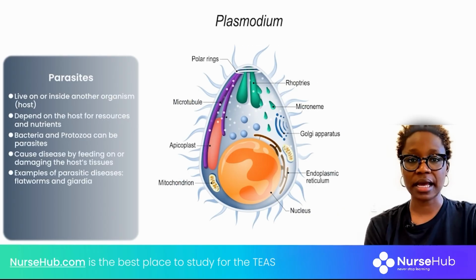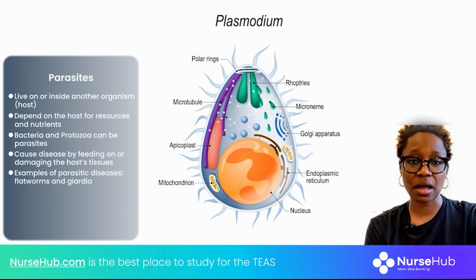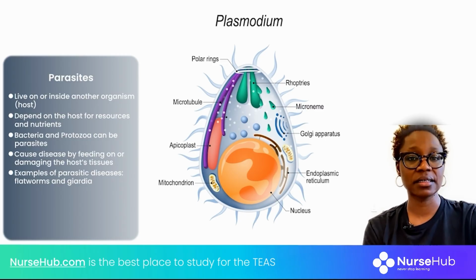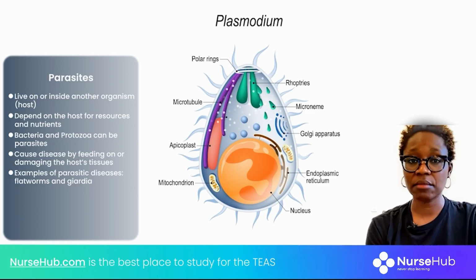Finally, are parasites. Parasites are organisms that live on or inside another organism. That organism is known as the host. They depend on the host for resources and nutrients. Without the host, the parasite dies. Some parasites are microorganisms, such as certain types of protozoa and bacteria, while others can be seen with the naked eye. They cause diseases by feeding on or damaging the host tissues.